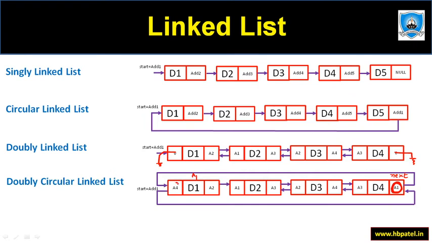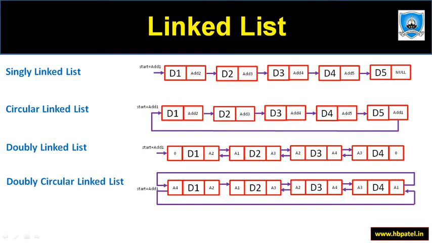And same way, the nodes are A1, A2, A3, A4, so the address of the very last node is A4. So I am going to put A4 in the previous part of the first node. Now that means the first node's previous is the last, and the last node's next is the first. So this is doubly plus circular linked list. Now there is no null pointer over here, right? In our next videos we will be talking about the implementation part of this doubly and circular list.